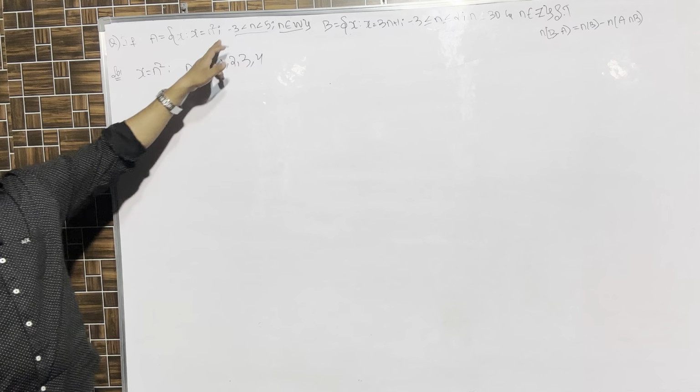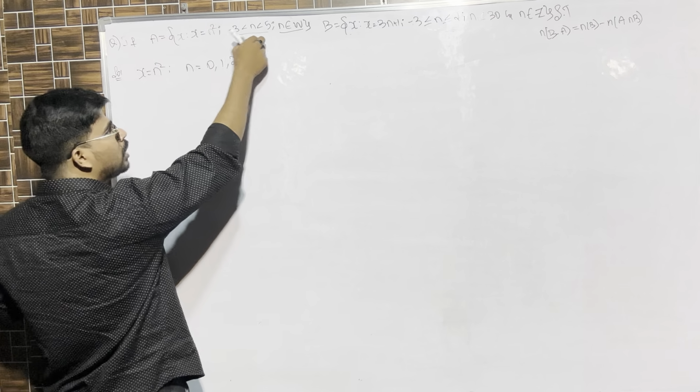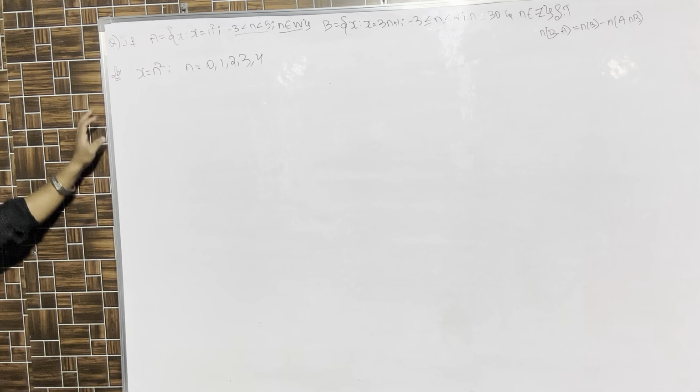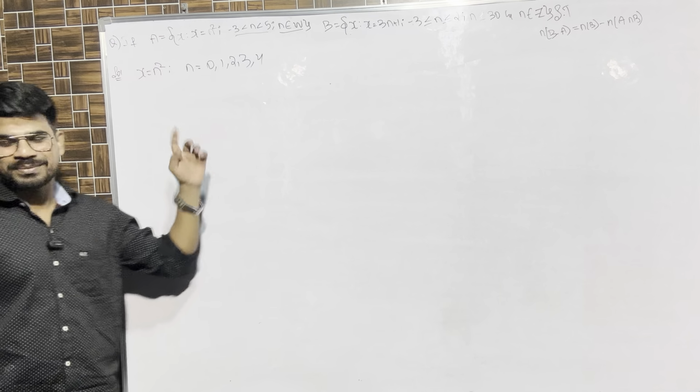Actually, it should start from minus 3. Minus 3 and minus 1 should also be included based on this value. However, if we go even further, it says that n belongs to W, whole numbers. Whole number in the sense, those numbers start from 0. Clear? So, let us substitute the values.